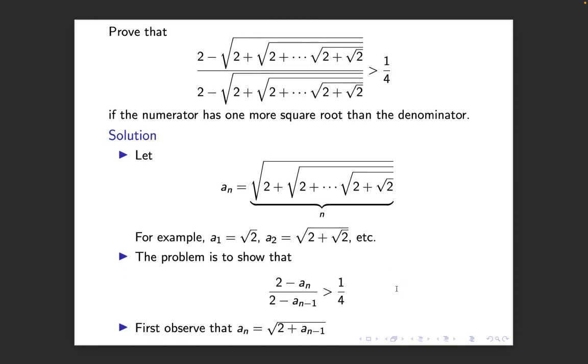Alright, so the next observation is to get a recursion between a_n and a_(n-1). Alright, so a_n has n square roots, and after the first square root we will have n minus 1 square roots, so this expression right here will be a_(n-1). So therefore a_n is equal to the square root of 2 plus a_(n-1). And this gives a recursion between a_n and a_(n-1).